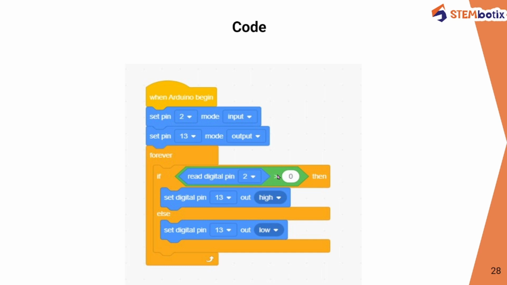If pin number 2 reads something greater than 0, then the LED on pin number 13 is high. That means we have added a block which says set digital pin 13, and its output should be high. If this condition is not satisfied, meaning nothing is detected by the IR sensor, then the LED will be in off state, meaning set digital pin 13, which is the LED, to low state. So this is how the IR sensor's connection with Arduino and block coding works.